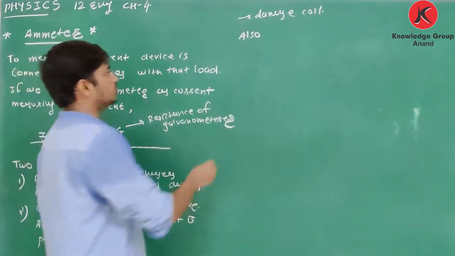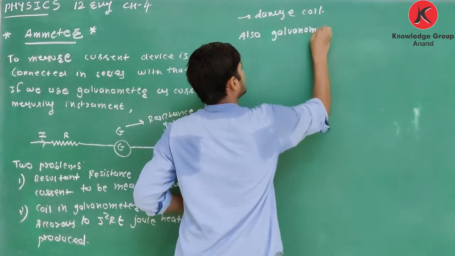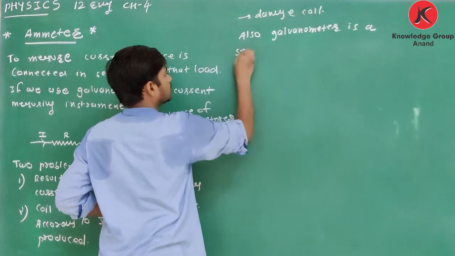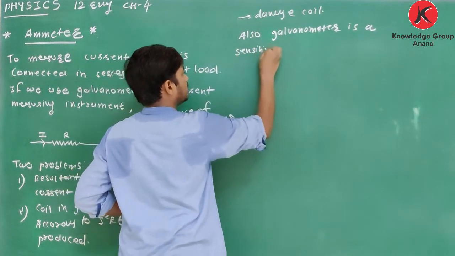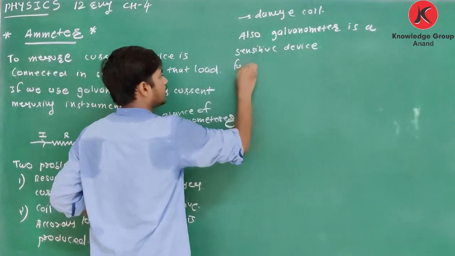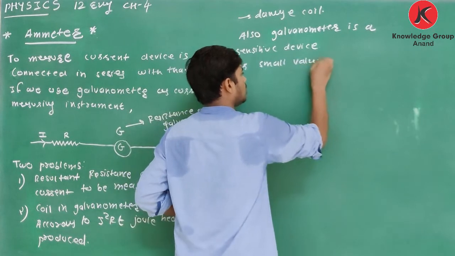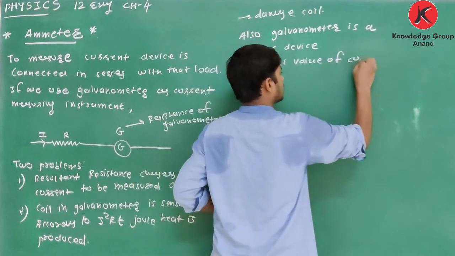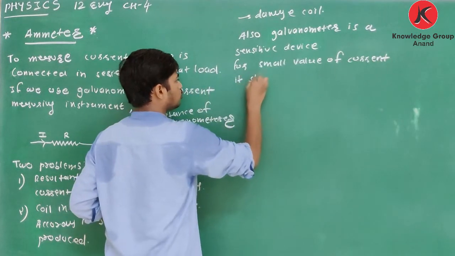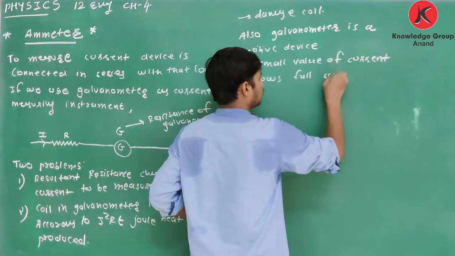Also, galvanometers are sensitive. A galvanometer is a sensitive device. Sensitive device means that for a small value of current, it shows full scale deflection.